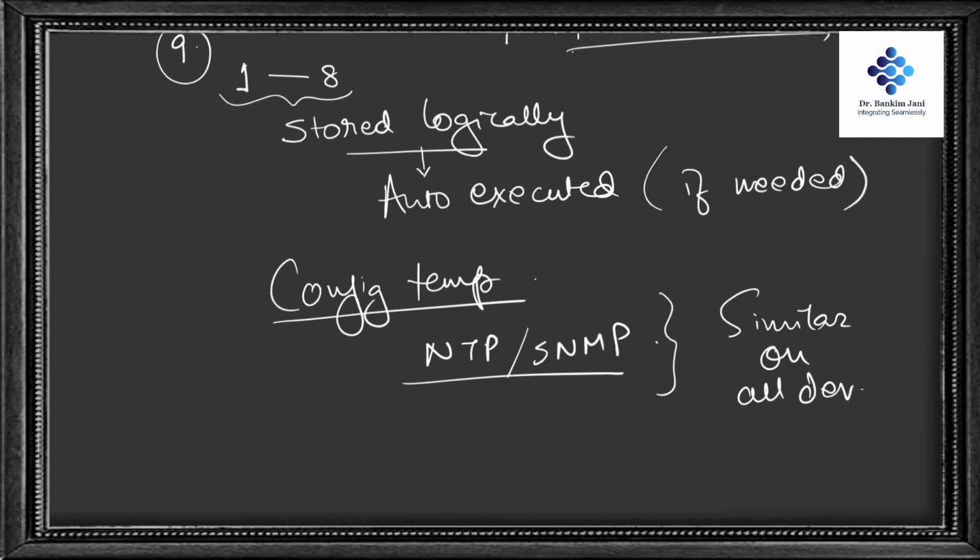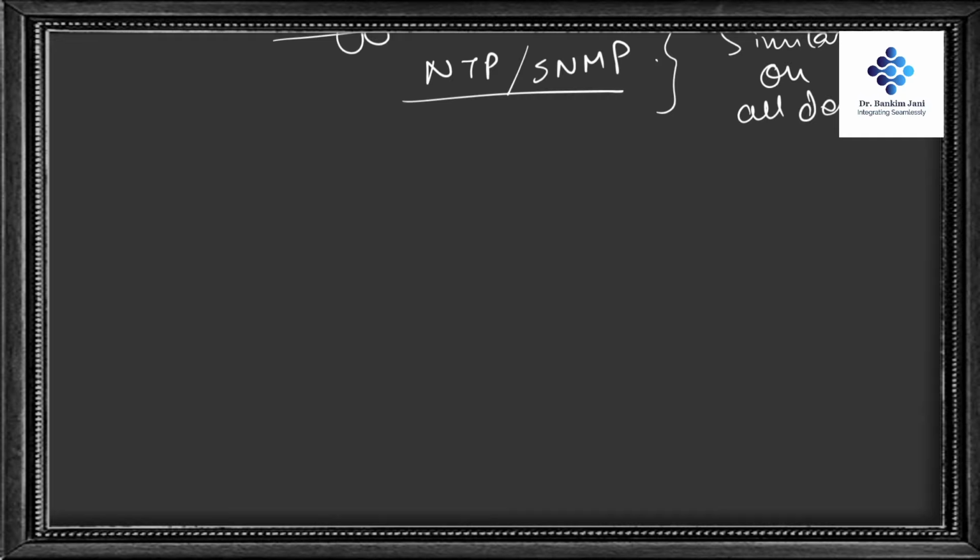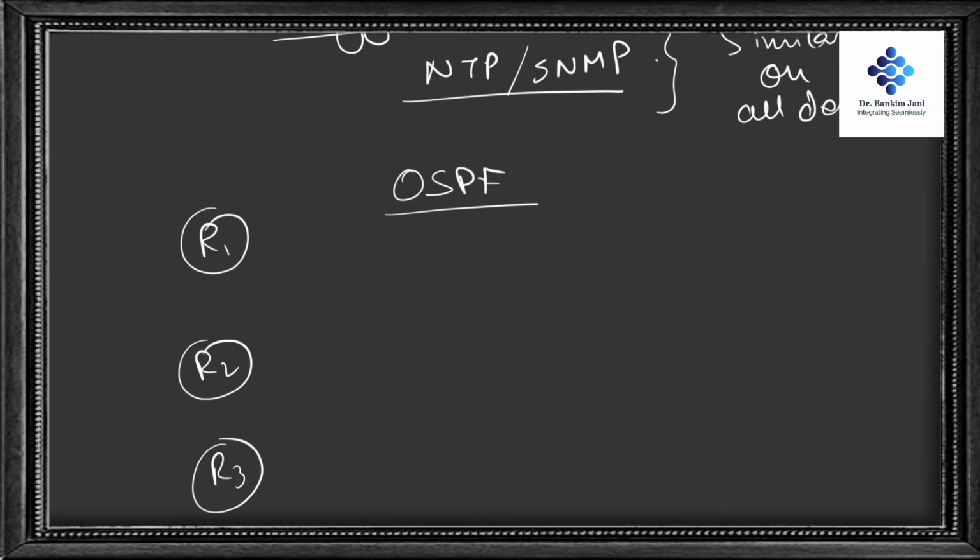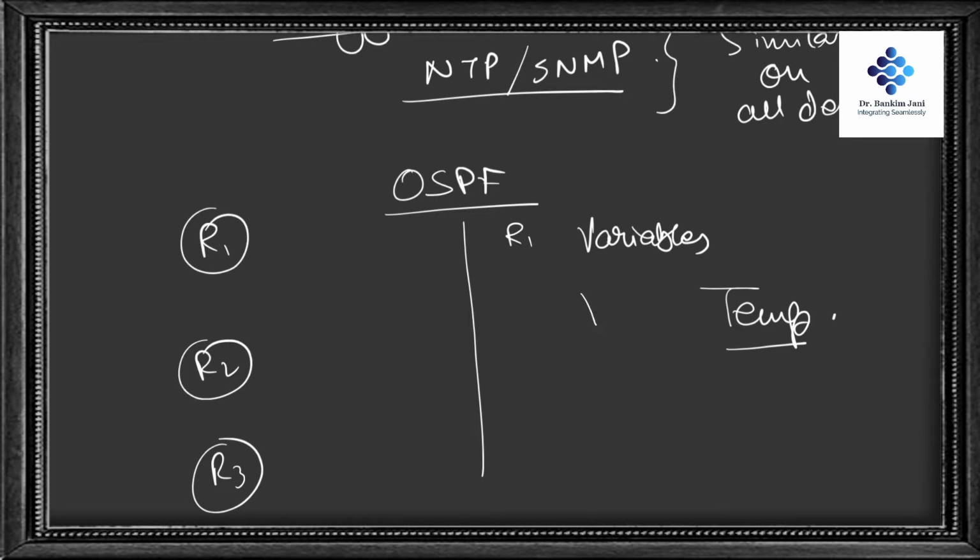Say, for example, you are configuring OSPF, and we have got router 1, router 2, router 3. So what exactly do we define? If we make a template, and this template has variables, these variables define the IP address, the area, and the router ID. But the values of these variables would be different for every router.